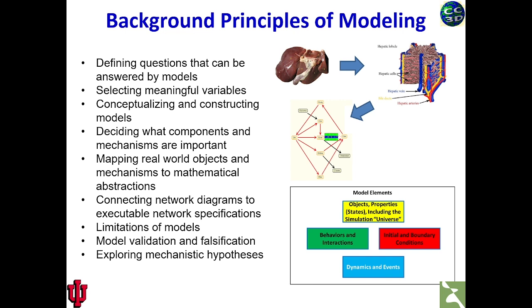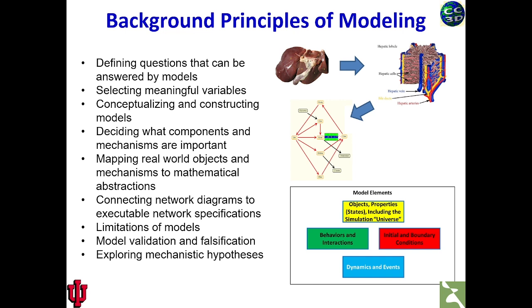So the first topic is background principles of modeling. This covers why we do modeling and how to approach the modeling process. Some things to look into here are defining questions that can be answered by models. Not all questions are answerable by computer simulations. Selecting meaningful variables and parameterization is also an important process. Being able to decide what components and mechanisms are important for your simulation is a big one.